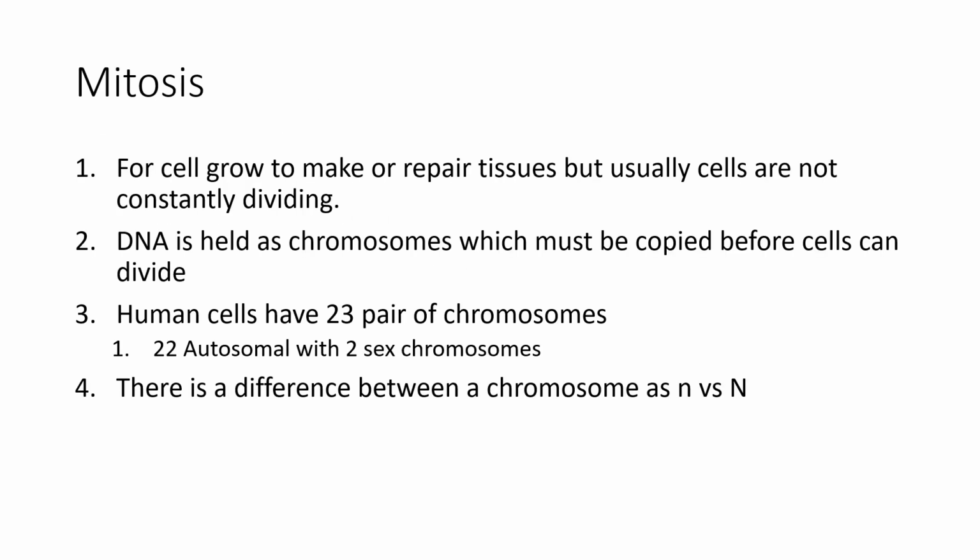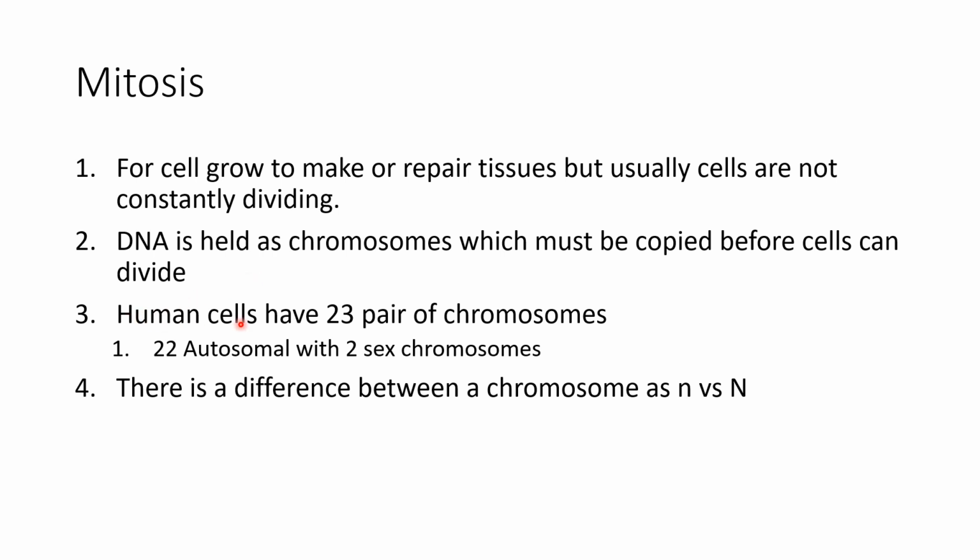Now, how does everything begin? Well, for us to look at it, we actually want to look at mitosis. Mitosis is a normal cell division for normal cell growth and to make or repair tissues. But usually these cells are not constantly dividing. They're usually in a stage called a G0 phase, which is the cells are just alive, they're doing their normal things, they're not dividing. When they want to divide, the cells have to have their DNA copied, and they're held together in chromosomes. And these chromosomes have to be copied before the cells can divide.